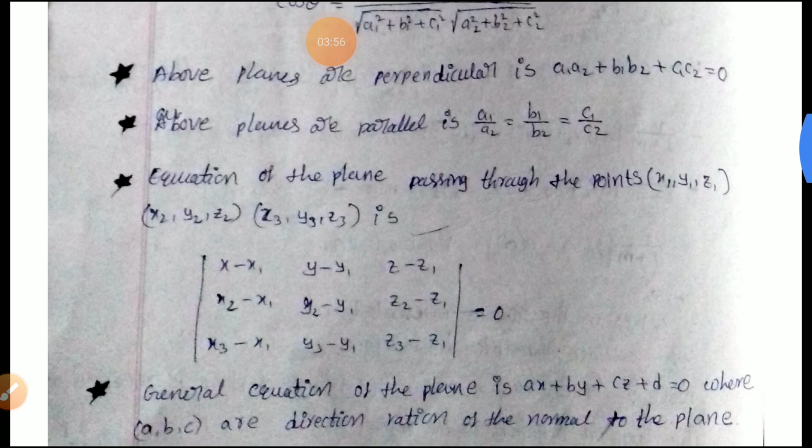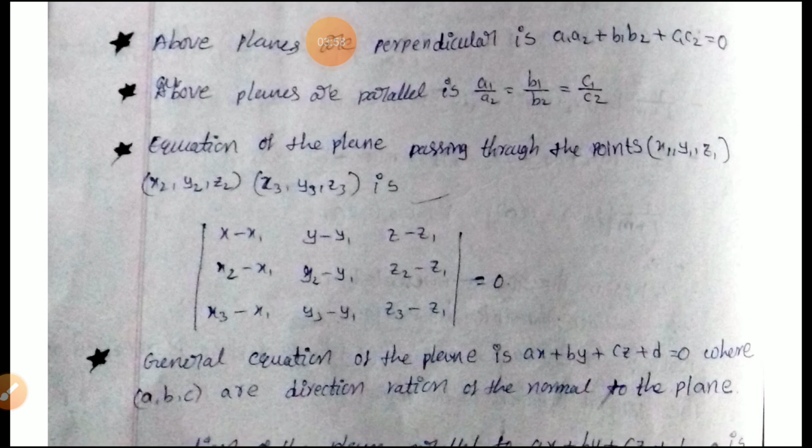Now the equation of the plane passing through the points (x1, y1, z1), (x2, y2, z2), (x3, y3, z3) is given by the determinant equal to 0, where the first row is x minus x1, y minus y1, z minus z1. The second row is x2 minus x1, y2 minus y1, z2 minus z1, and the third row is x3 minus x1, y3 minus y1, z3 minus z1, equal to 0.